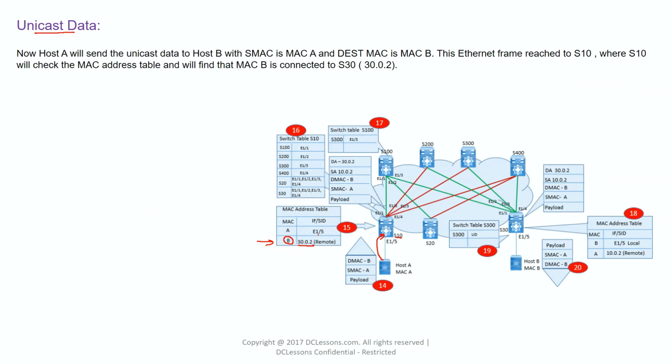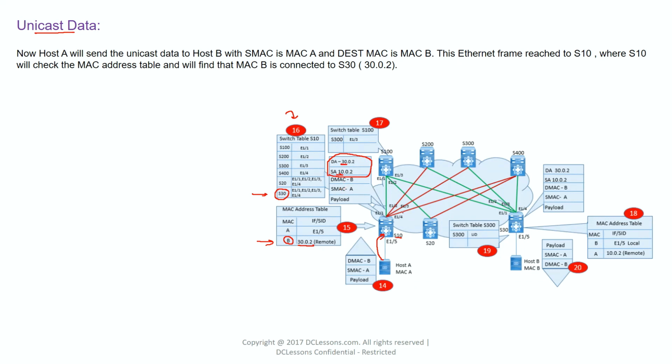So in that case, because it is not a broadcast, not an unknown unicast, and not a multicast, it will not consult the multi-destination tree. Rather, it will check the switch table. Now it will see where my switch 30 is connected. It will see that switch 30 is reachable via ETH 1/1, 1/2, 1/3, 1/4. So I have four interfaces through which I can reach switch ID 30. In that case, the Ethernet frame will be encapsulated with the FabricPath header, where the source ID will be switch 10 and the destination will be switch 30.